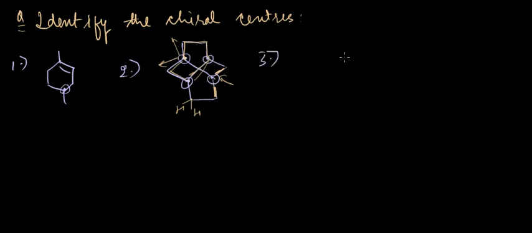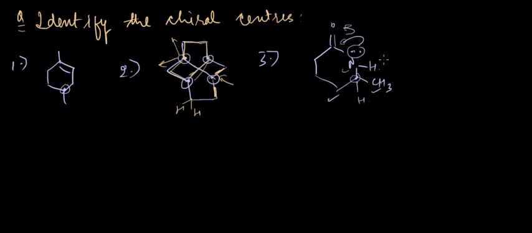Let's look at the third example. So what will be the chiral center here? Will this be a chiral center? No. Why? Lone pairs are involved in resonance. Will this be a chiral center here? Yes. Why? CH3, this group is different. It has also substituted H, nitrogen atom. So let us look at the chiral center in this compound.